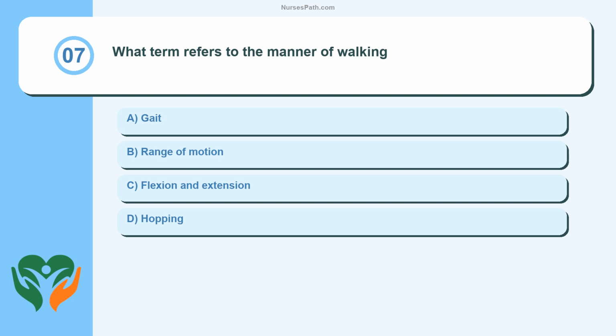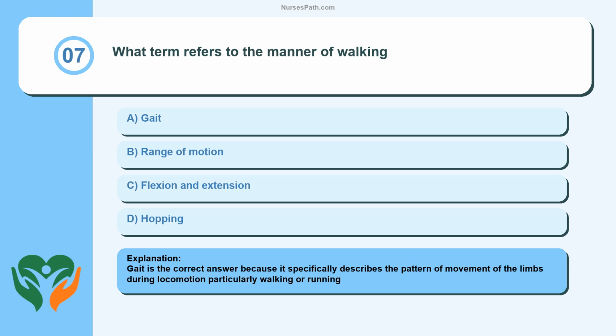Question 7. What term refers to the manner of walking? Gait, range of motion, flexion and extension, hopping. Gait is the correct answer because it specifically describes the pattern of movement of the limbs during locomotion, particularly walking or running.